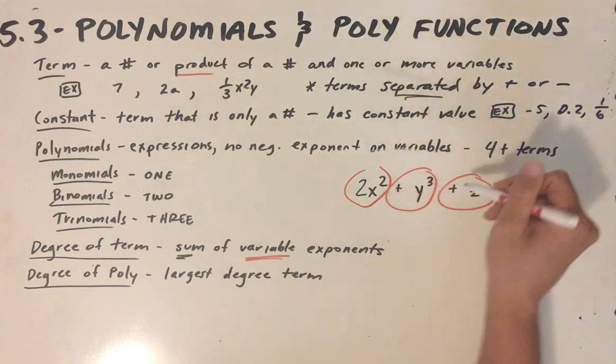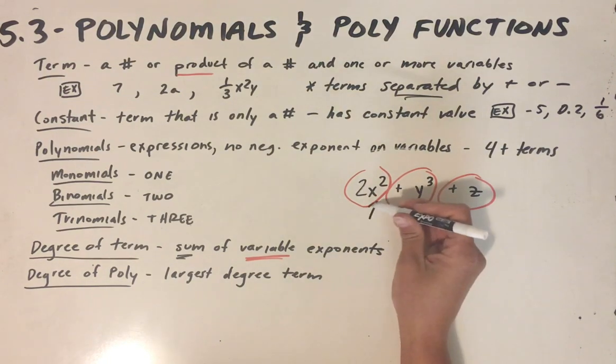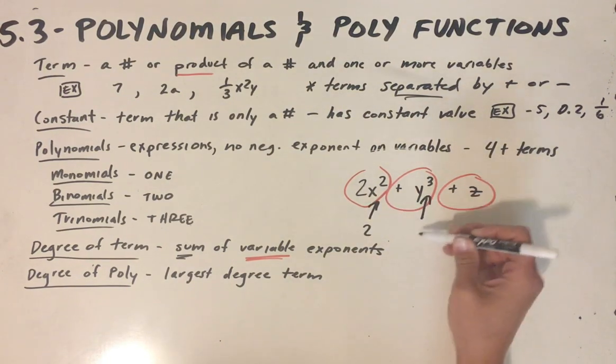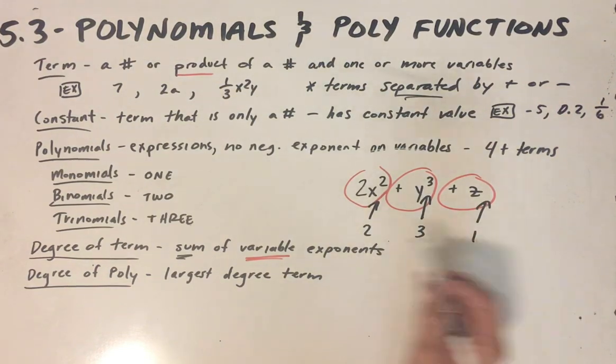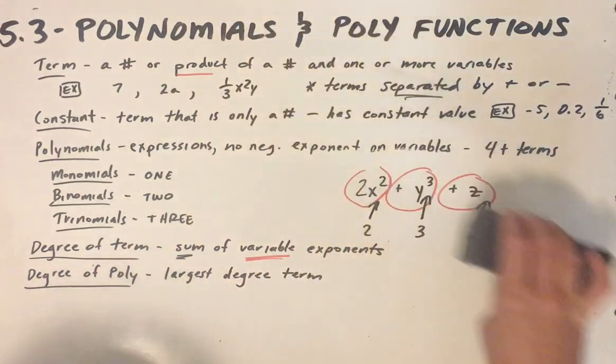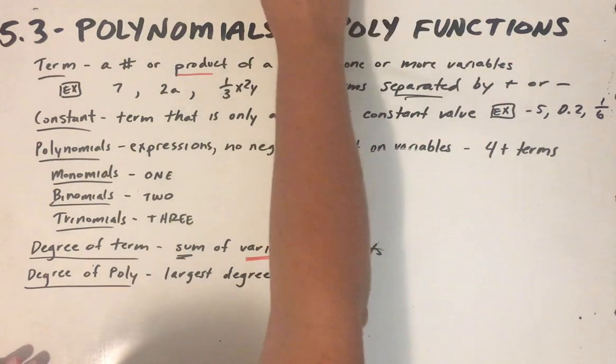So I wouldn't add these variable exponents together to figure out what the degree of the term is, because this only has one variable. So the degree of this term would be 2, the degree of this term would be 3, and the degree of this term would be 1. And this would be a 3-term polynomial, again, separated by addition and subtraction. Okay, so that is how you define the degree of a term.